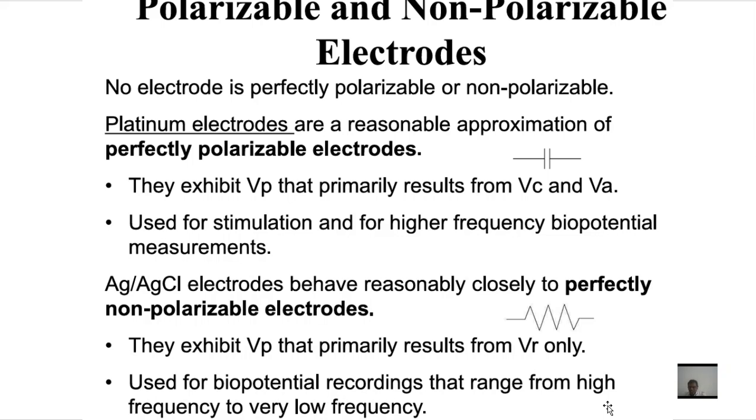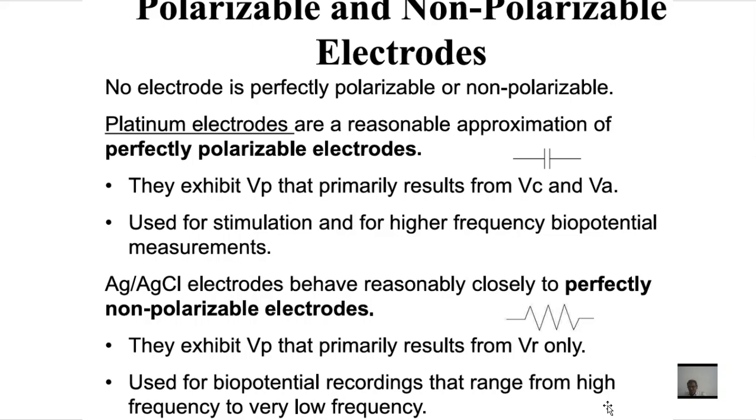It behaves reasonably closely to a perfectly non-polarizable electrode. Okay, so the AgCl electrode behaves very closely to the perfectly non-polarized electrode. There is a movement of the ions in the interface. Okay, they exhibit Vp, that is plate potential, that primarily results from Vr only. Used for biopotential recordings that range from high frequency to low frequency.